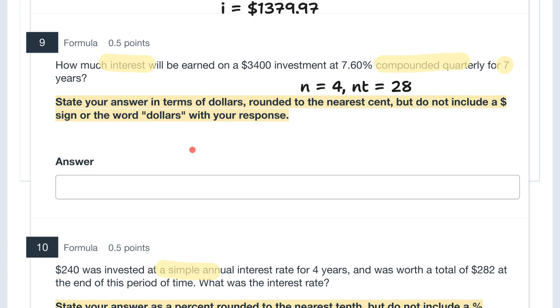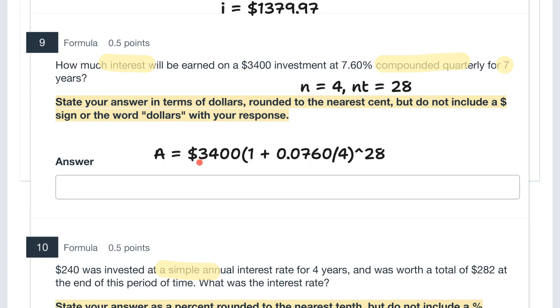So now when I type in my big formula, the future value A is the original principal of 3,400 times 1 plus the interest rate of 0.0760 divided by 4, because it's compounded quarterly, and the exponent is going to be 28.